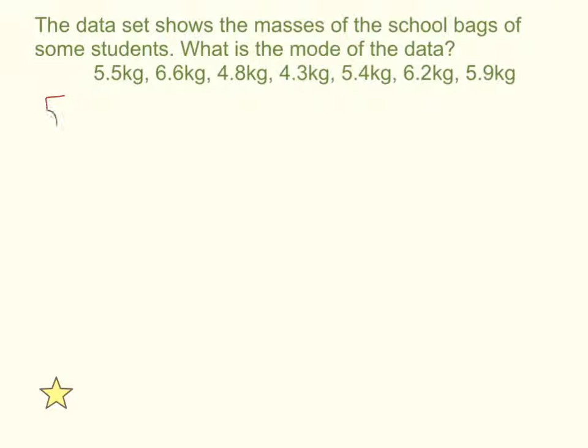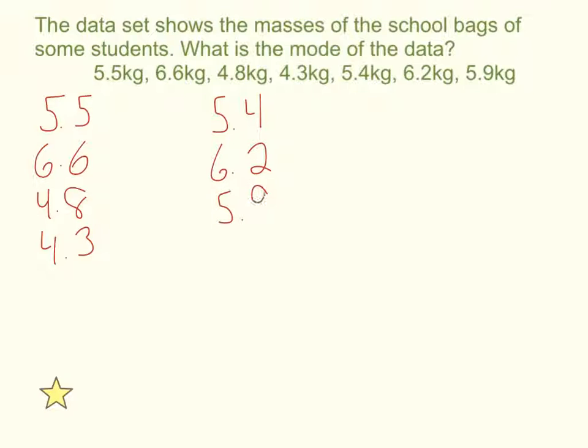So we have 5.5, 6.6, 4.8, 4.3, 5.4, 6.2, and 5.9. As we can see, all of the numbers occurred exactly once, so no number occurred more than any other number. So here, our data has no mode.